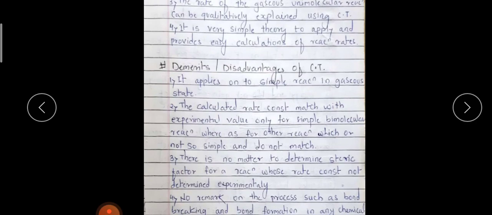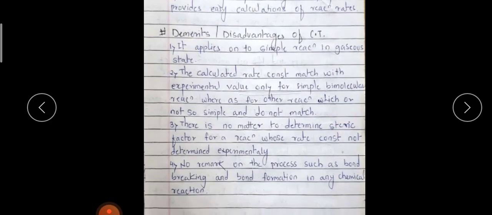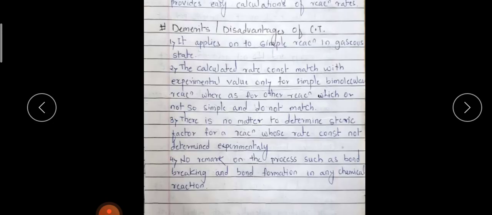Now, whenever there is any theory, it has its merits as well as demerits. Demerits: it applies only to simple reactions in the gas phase. The calculated rate constant matches the experimental value only for simple bimolecular reactions, whereas for other reactions, which are not so simple, it does not match. There is no method to determine the steric factor for a reaction whose rate constant is not determined experimentally. No remark on processes such as bond breaking and bond formation in any chemical reaction. That is not studied by this theory. I highlighted this part.